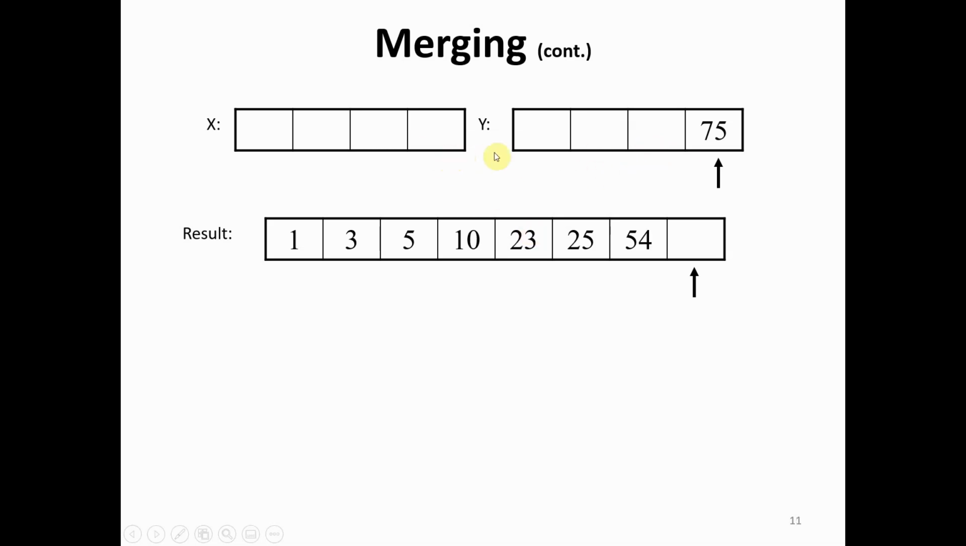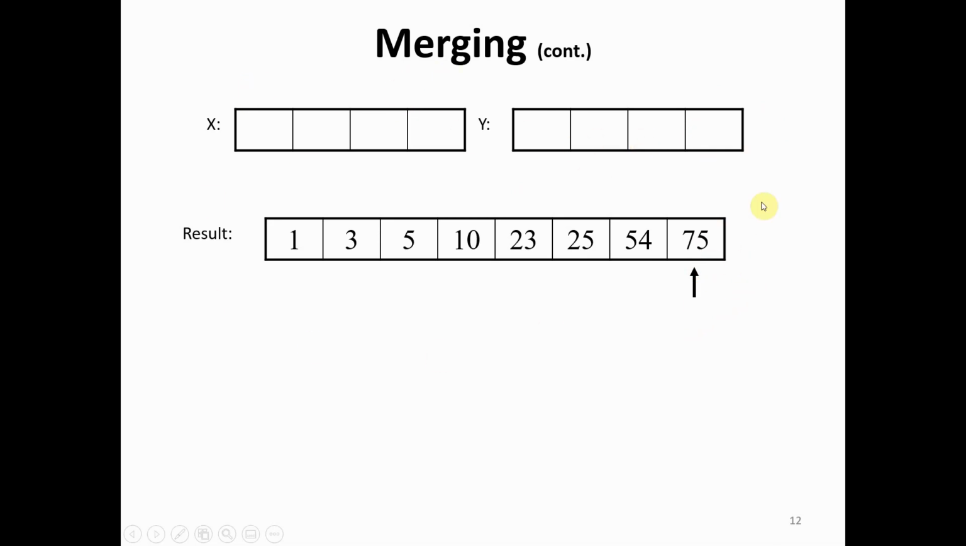And at this point we have moved all the elements of x into the result array, right? So in that case, whatever is left in y is going to be bigger than all the result elements up to this point. So now we're going to transfer all the remaining elements of y into the result array. Okay, so that's how we can merge two sorted arrays.